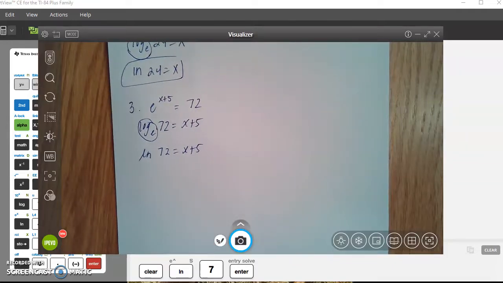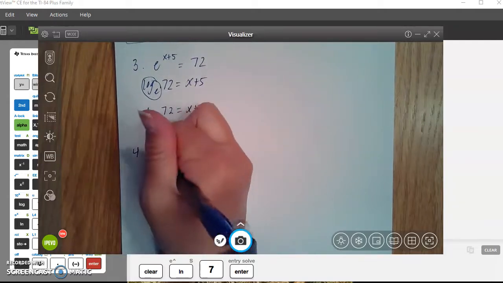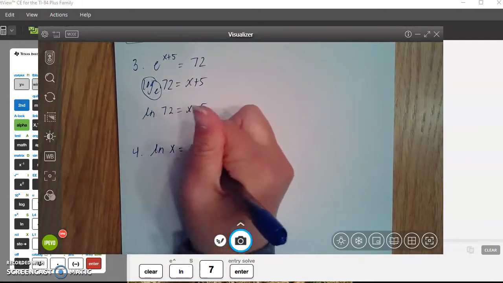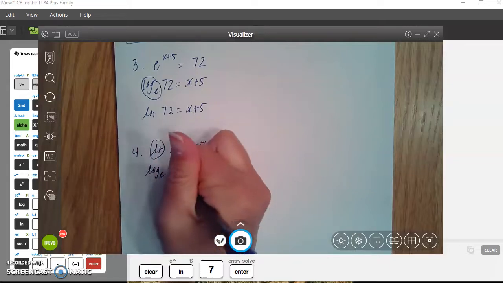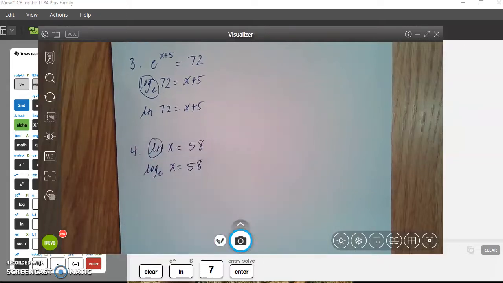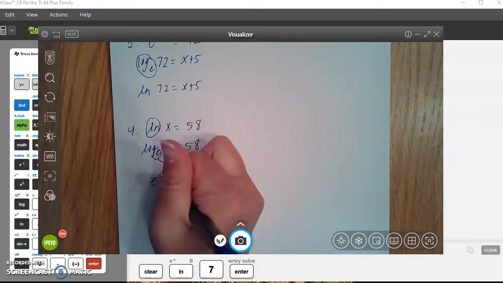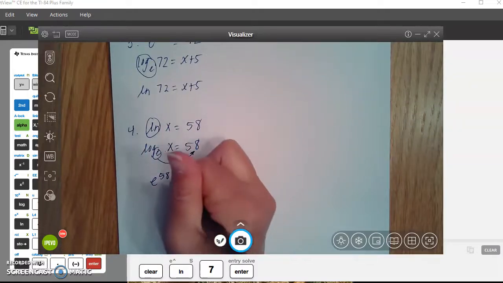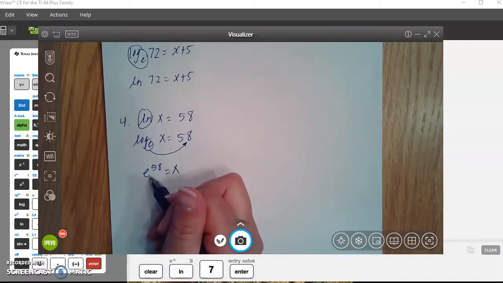Now they would like us to go in the opposite direction. So if we were to look at number 4, for instance, on number 4 you have natural log of x is equal to 58. Your natural log of x is the same thing as log base e of x is 58. And now you can rewrite this as your e is going to be the base to your 58. And then you get e to the 58 is equal to x.